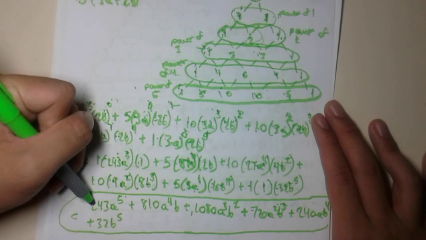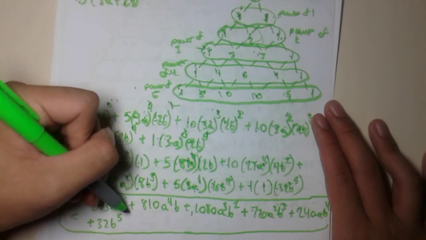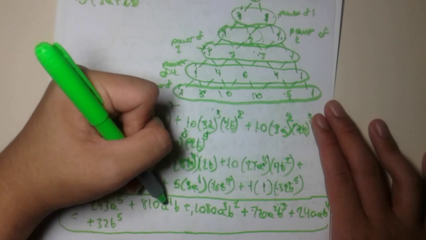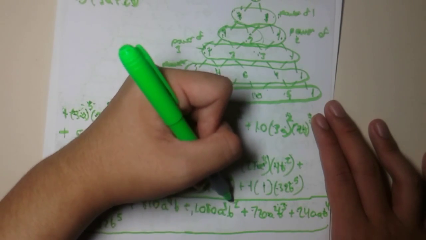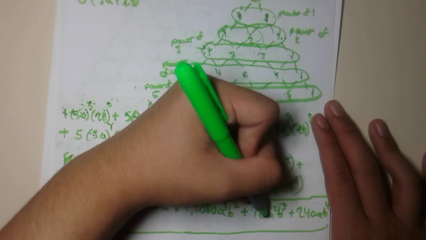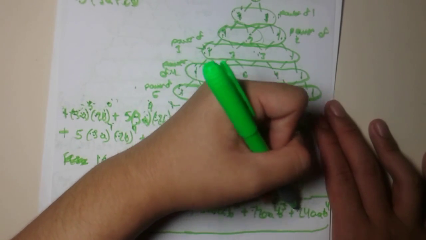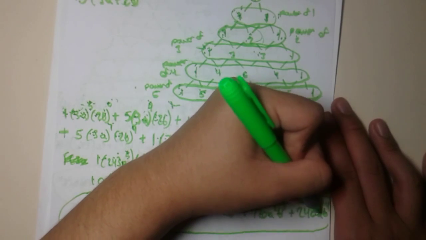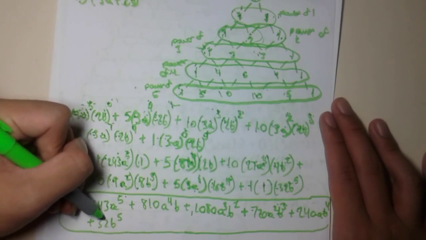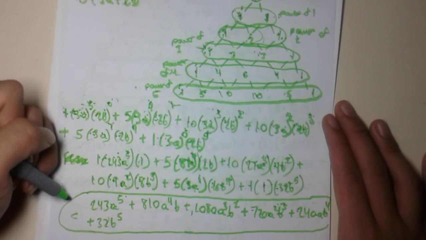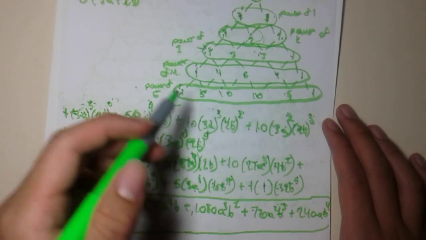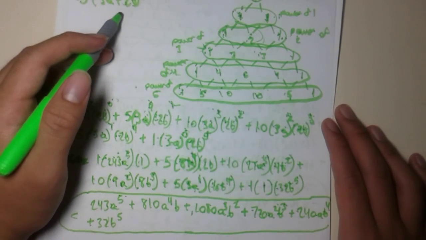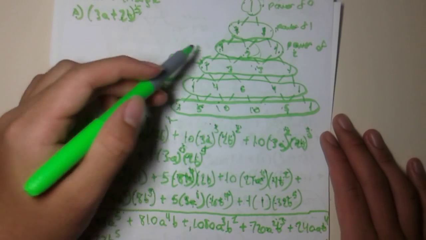So 243a to the power of 5 plus 810a to the power of 4 b plus 1080a cubed b squared plus 720a squared b cubed plus 240a b to the power of 4 plus 32b to the power of 5 is the binomial expansion of 3a plus 2b to the power of 5 using Pascal's triangle.